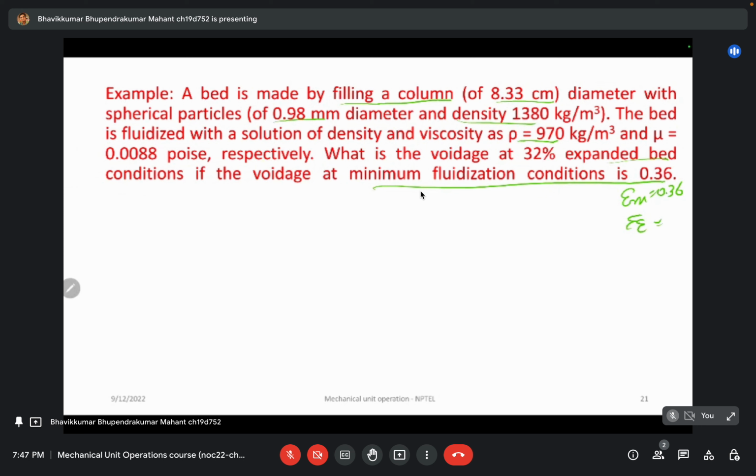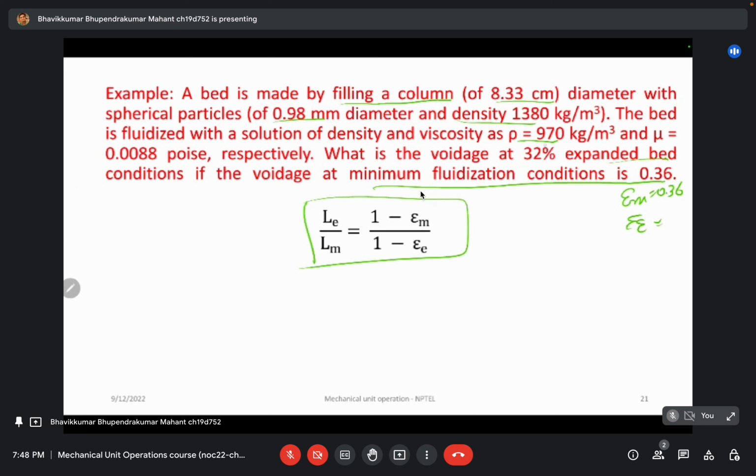So here a lot of information is given, but you need to check whether all the information is relevant to you, whether it is required in the calculation or not. It's not required. If you go to the theory, you can find that there is a direct relation between the height and the voidage, or you can say the porosity. So LE by LM is equal to the reciprocal of 1 minus epsilon m divided by 1 minus epsilon e. So this is a direct equation you can use.